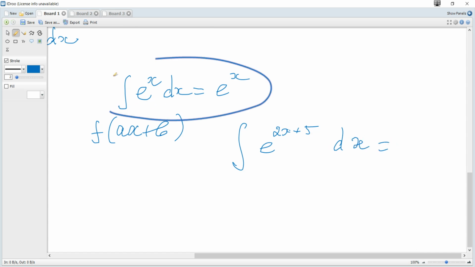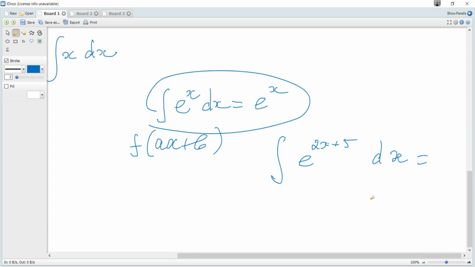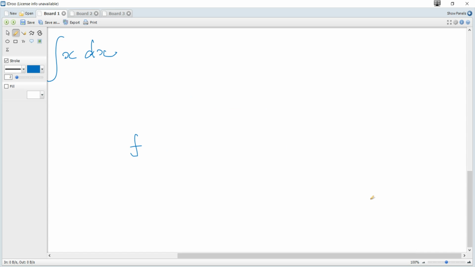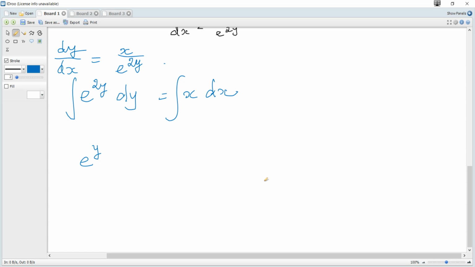And we use the same formula as given in the data booklet: keep the same argument, but 1 over a arises in front. Otherwise, you should use the substitution u equals 2y here. But you can see that if you consider e to the power of y, it's a function of ax plus b. You can see that y is only multiplied by 2. So we use the same formula, the integral of e to the power of y is the same, we keep the argument, but 1 over a, the number which is multiplied by y, arises in front.